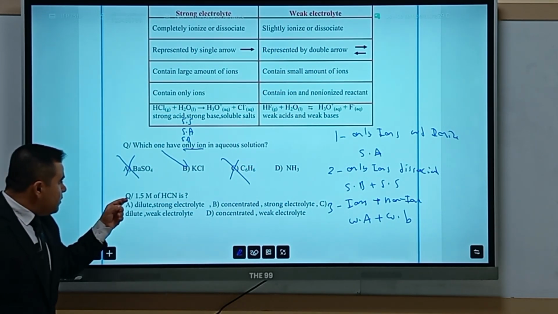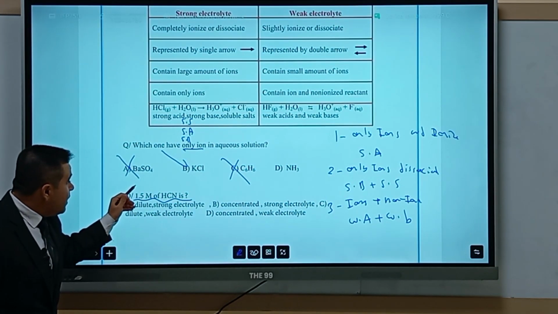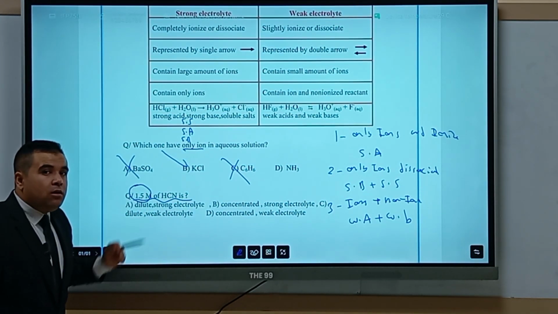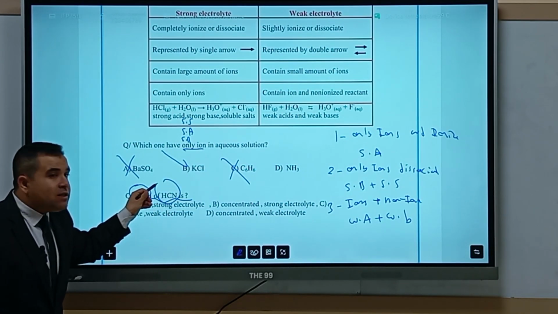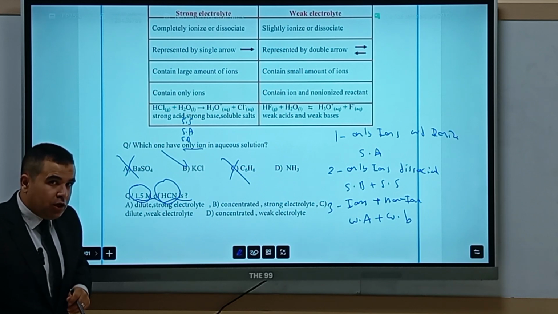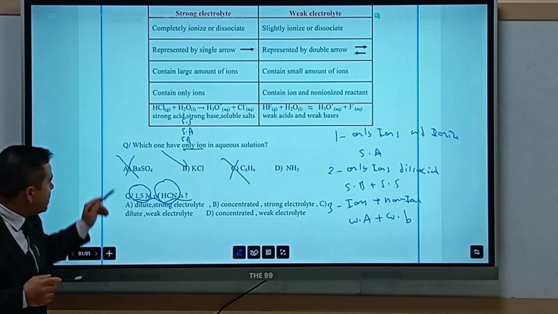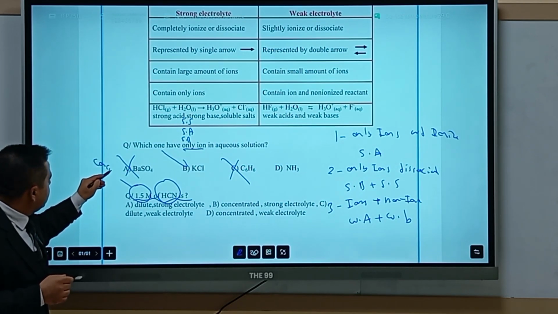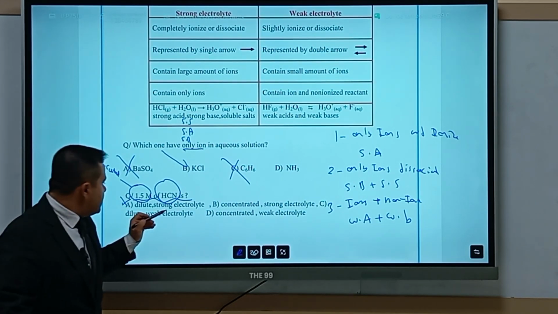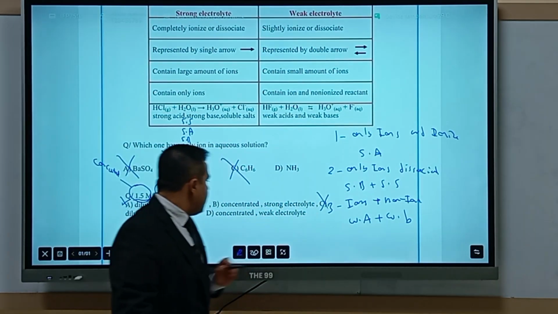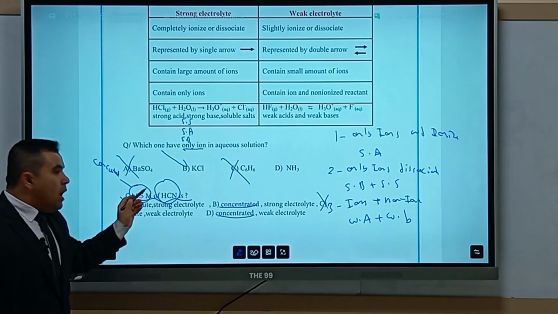Another question is about what? 1.5 molarity of HCN is what? Guys, the concentrated and dilute must be decided from the amount. The strong and weak must be decided from the property of the compound. 1.5 is above 1, so it's concentrated. A and C must be cancelled. The two remaining are B and D, concentrated.